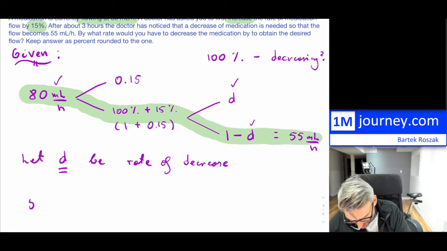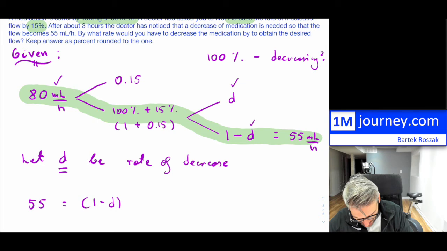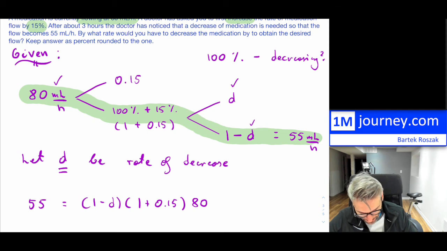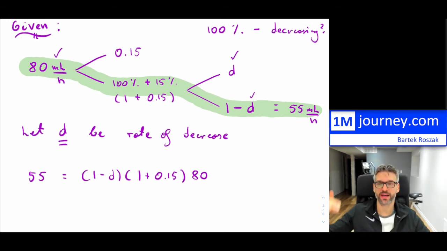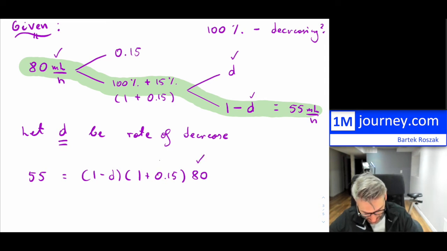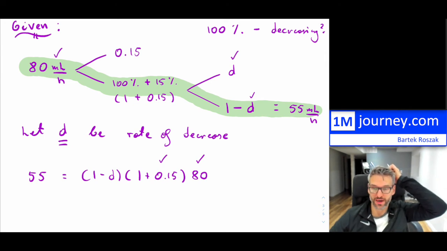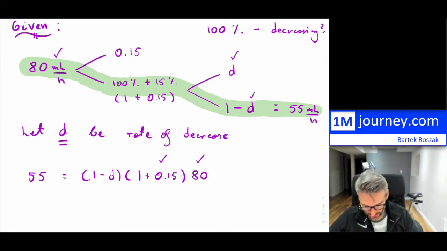Going from the back to the front, this is 55 equals 1 minus D, multiplied by 1 plus 0.15, and then multiplied by 80. That's just coming straight from that little branching pattern, because you're just multiplying them out. Notice the 80. If you first multiply these together, you get the amount that you've increased by. Then if you multiplied by this, if we knew what that decrease was, we would have received 55 milliliters per hour. So let's do it.